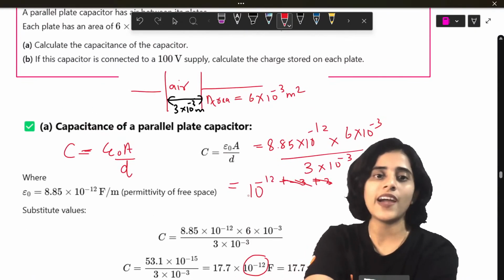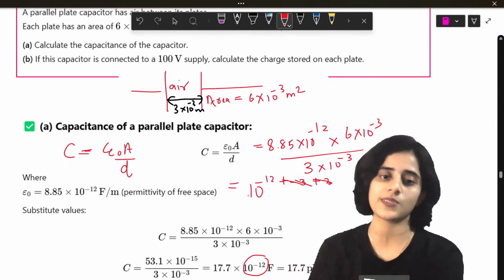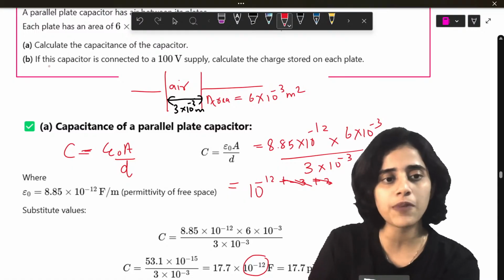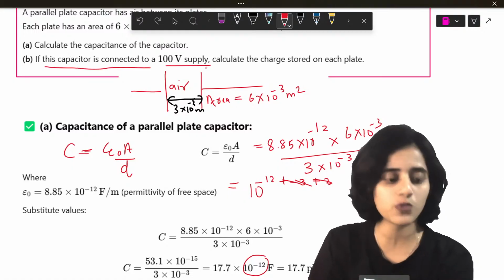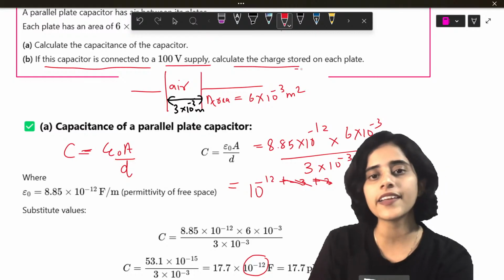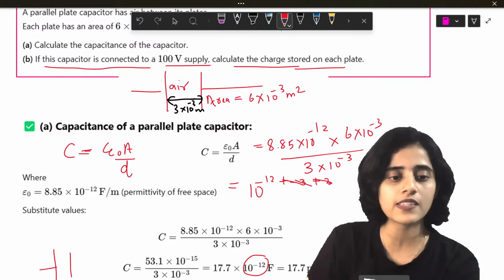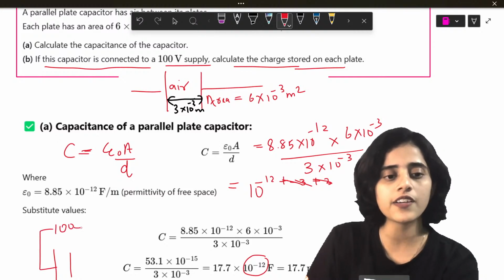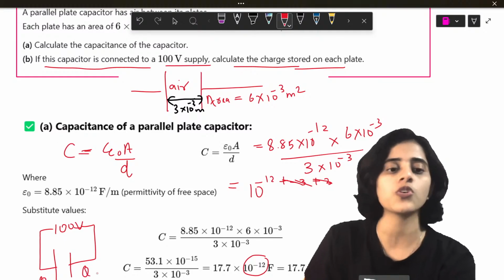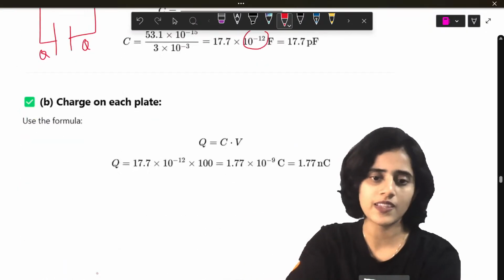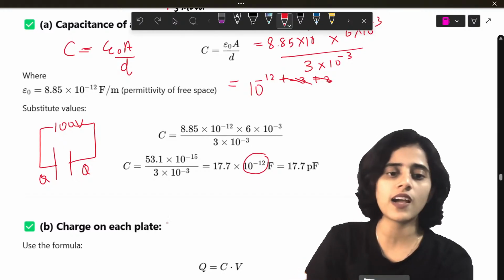Okay, now there's one more part to the question. If the capacitor is connected to a 100 volt supply, calculate the charge stored on each plate. So now this capacitor is connected to 100 volts. I have to find out the charge Q on both the plates. Again, very easy. What is the formula?